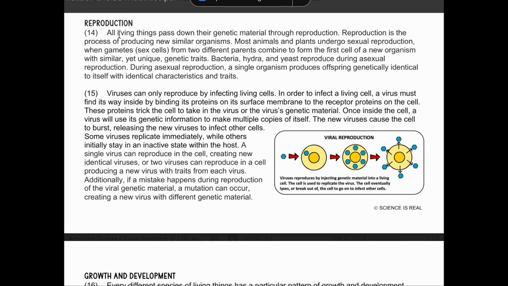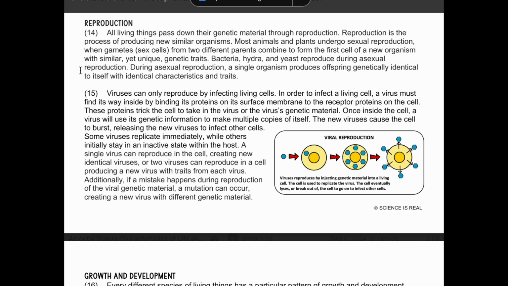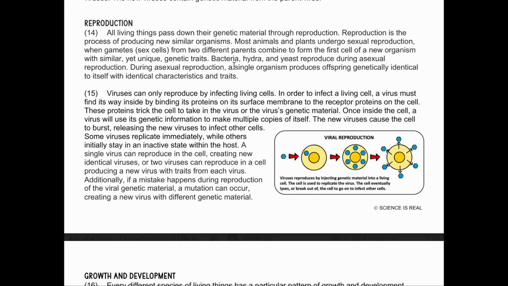Reproduction, paragraph 14. All living things pass down their genetic material through reproduction. Reproduction is the process of producing similar organisms. Most animals and plants undergo sexual reproduction, when gametes, sex cells, from two different parents combine to form the first cell of a new organism with similar yet unique genetic traits. Bacteria, hydra, and yeast reproduce during asexual reproduction. During asexual reproduction, a single organism produces offspring genetically identical to itself with identical characteristics and traits. Paragraph 15. Viruses can only reproduce by infecting living cells.